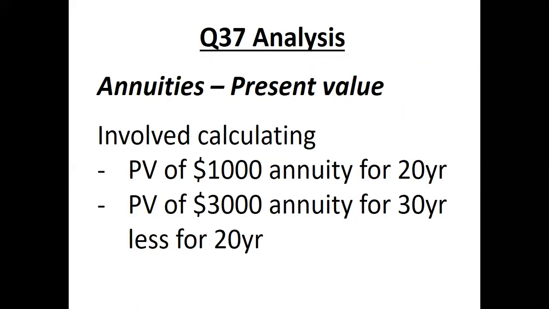Our last question was question 37, and it was looking at the annuities topic, and in this case using a present value table. It involved calculating the present value of a $1,000 annuity for 20 years. The annuity then changed to be $3,000 for the next 10 years, but this involves them calculating the present value for 30 years and taking away the present value for 20 years so that we could get what that extra part was.